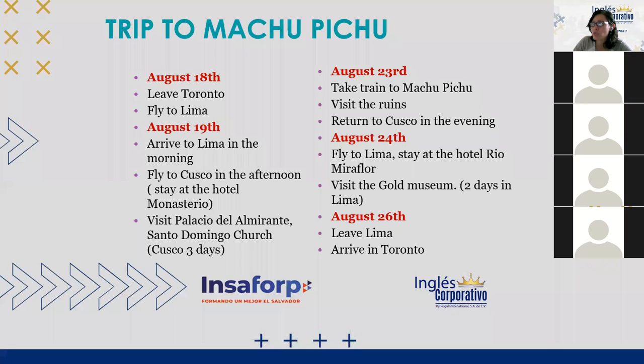And what are they going to visit on August 23rd? Glorita, what are they, or is this? They are going to stay try to Machu Picchu, visit the ruins, return to Cusco in the evening. Very good. They are going to return to Cusco in the evening, right? And they are going to take the train to Machu Picchu, right?